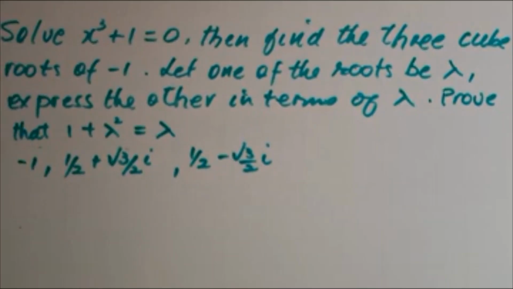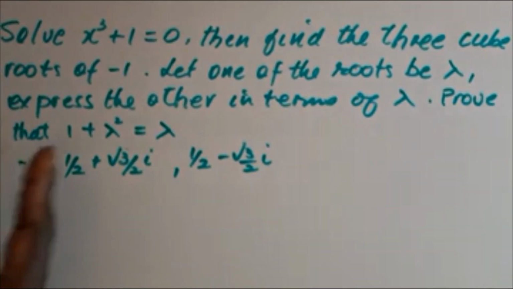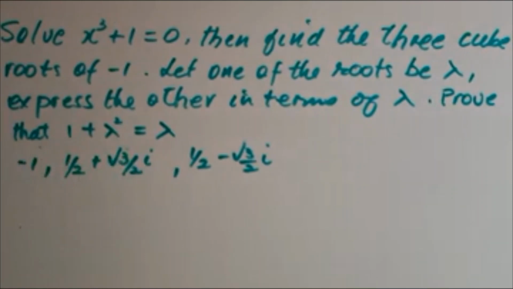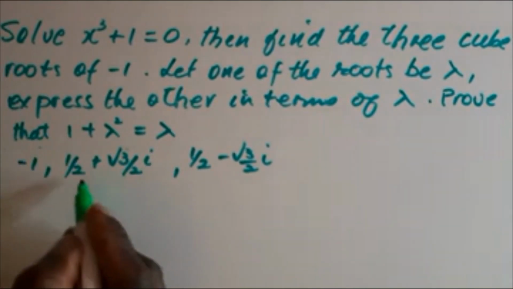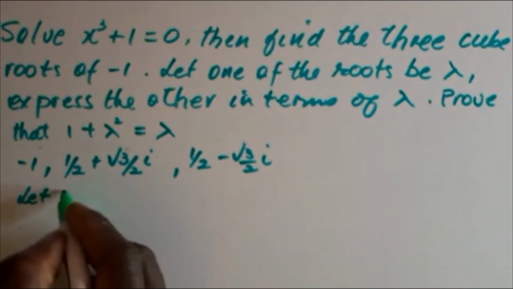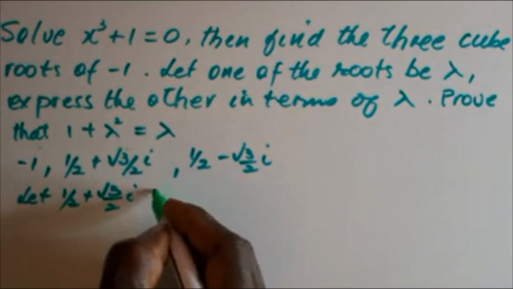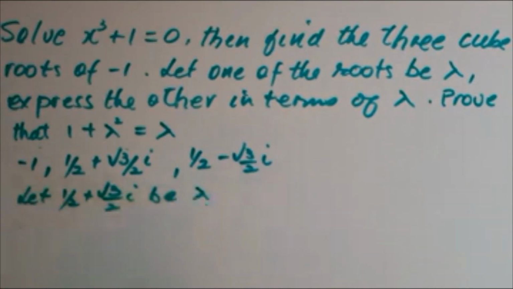Welcome to part 2. So now we're going to let one of the roots be lambda, and then we express the other in terms of lambda. So we'll let this, a half and root 3 over 2i, be lambda.